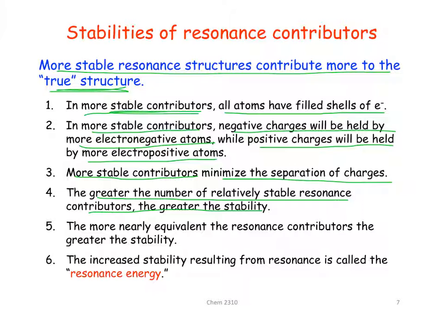All right. Another point is the greater the number of relatively stable contributors, the greater the stability. Okay, the more resonance contributors that a molecule has, the more stable the true structure will be, and the more nearly equivalent resonance contributors, the greater the stability. So, for example, that carboxylate anion for acetic acid has two equivalent resonance contributors where oxygen is holding the minus charge in each case. So that makes it quite stable. All right, so the increasing stability resulting from resonance is called the resonance energy. Okay?